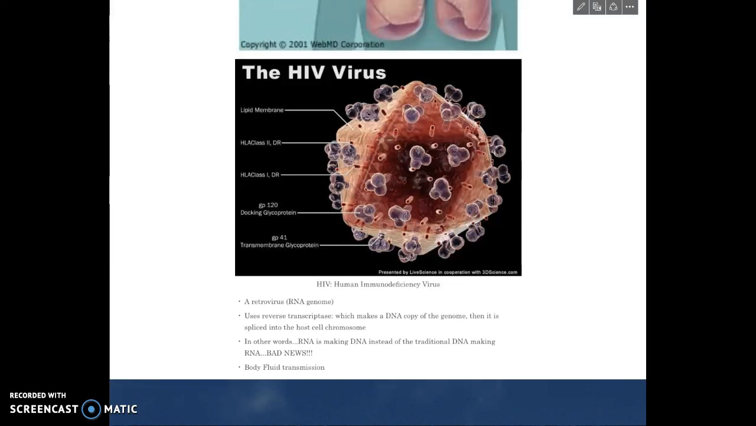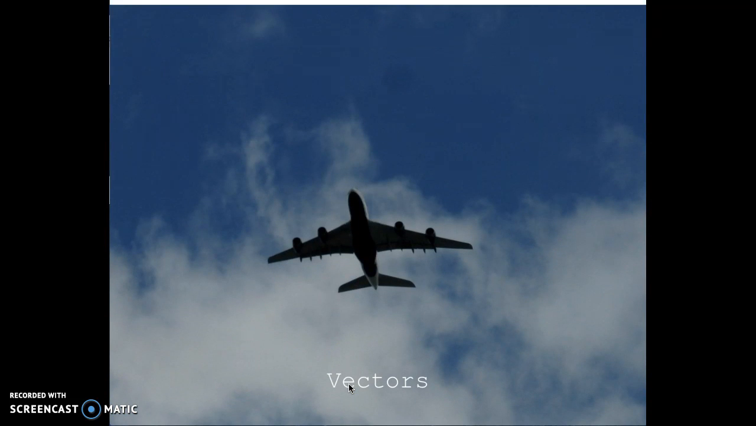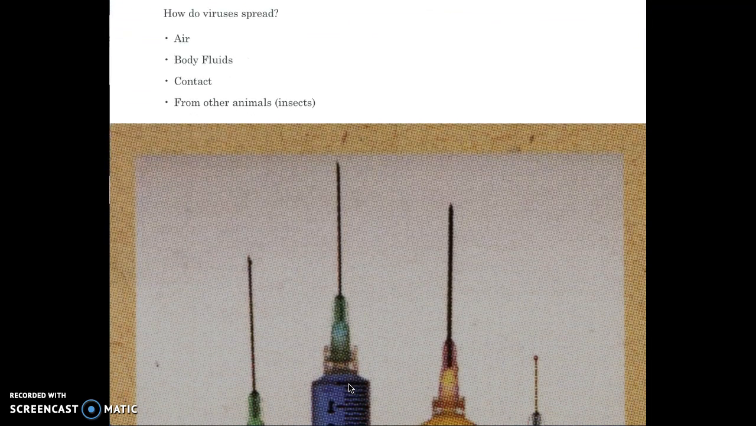Okay, so here we are in the second video for viruses, and we left off talking about HIV and how HIV works. So let's move on to talking about vectors and what that means. A vector is basically a way for a disease to spread, how it gets around between the population of the organisms that it targets.